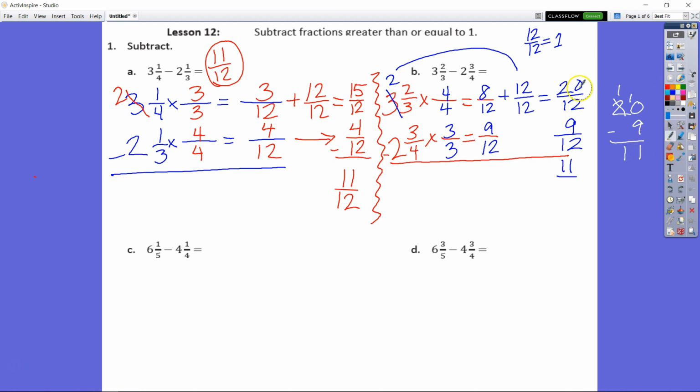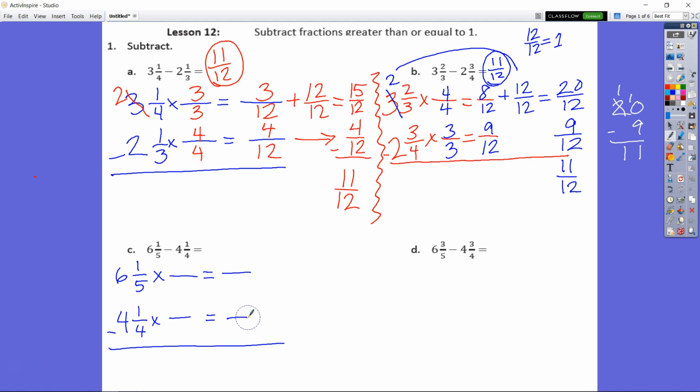I know that 20 12ths minus 9 12ths is 11 12ths. And that's my final answer, 11 12ths. And if you notice, it's the same as my previous answer. Let's go ahead and move on to C. 6 and 1/5 minus 4 and 1/4 times what equals what? Times fraction bar equals fraction bar.